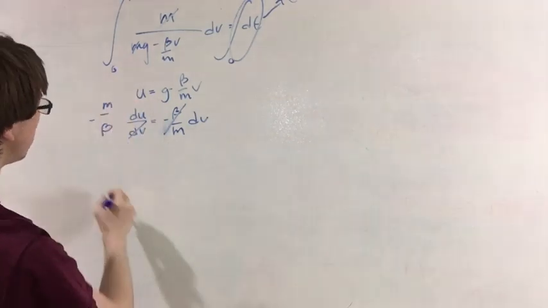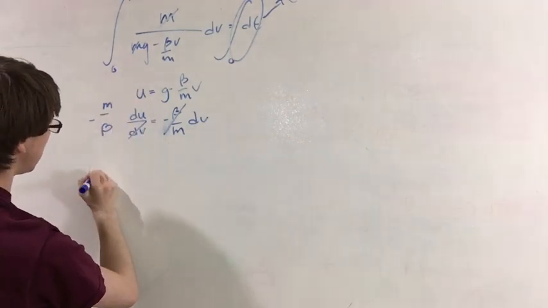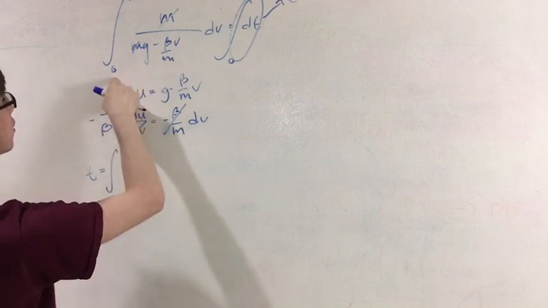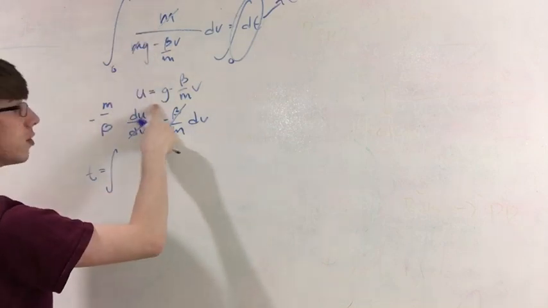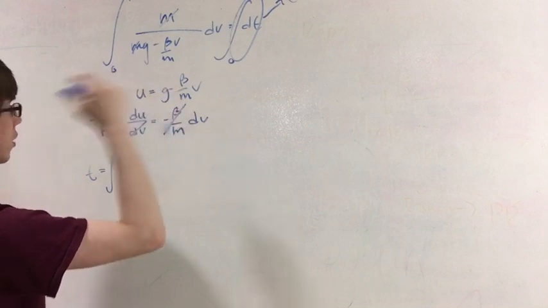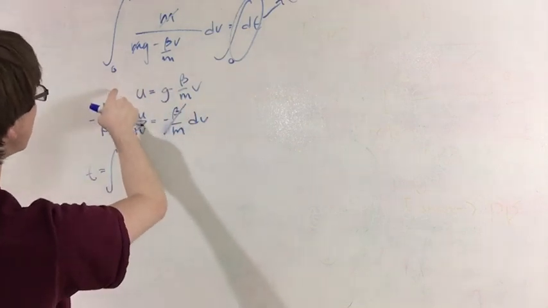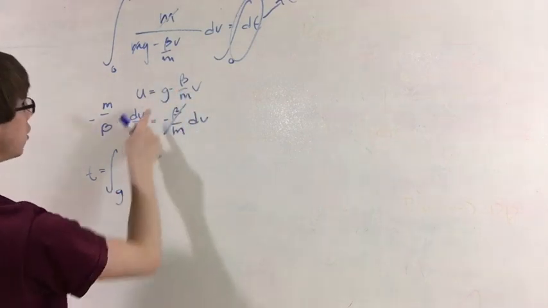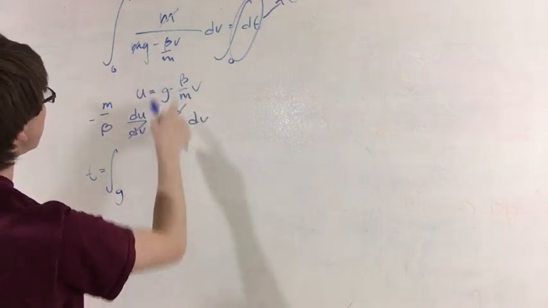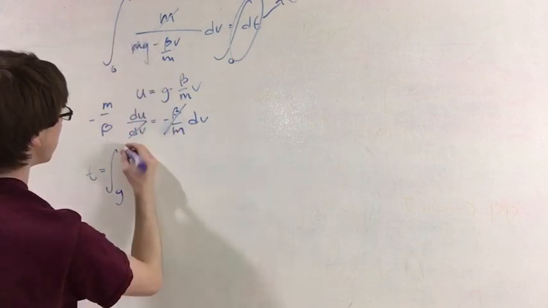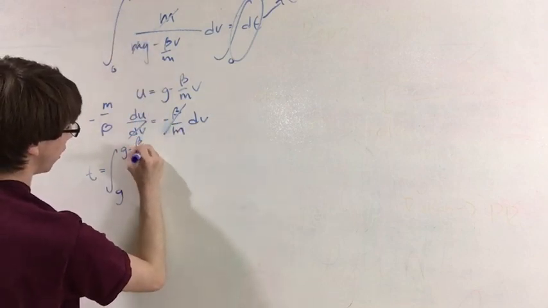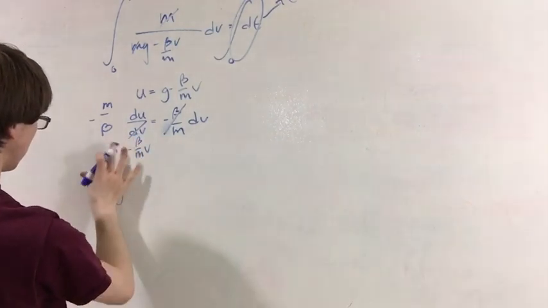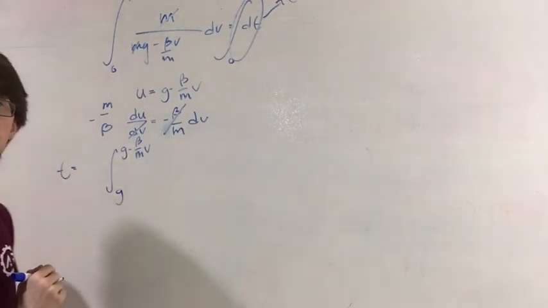So now we plug that in. So t, our time, is equal to the integral from, now we need to plug in 0 and v into our u to change the limits. So u is equal to g minus beta over m times 0, so that's just g. And g minus beta over m times v, so with v subbing in, that's g minus beta over m v, right there. Okay? Let's move the t equals to right there.